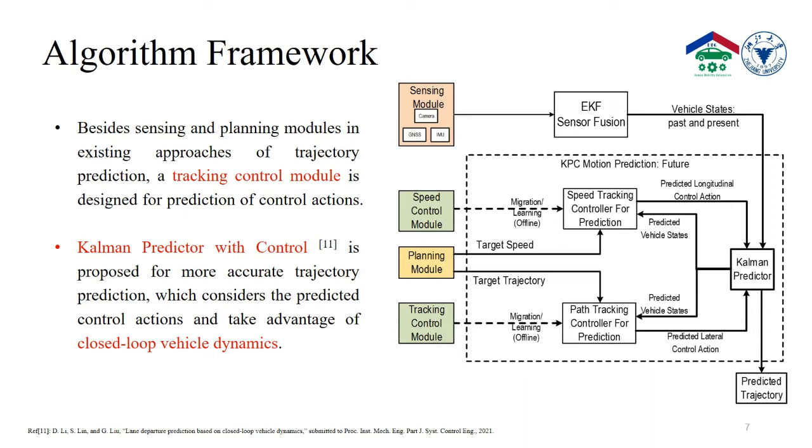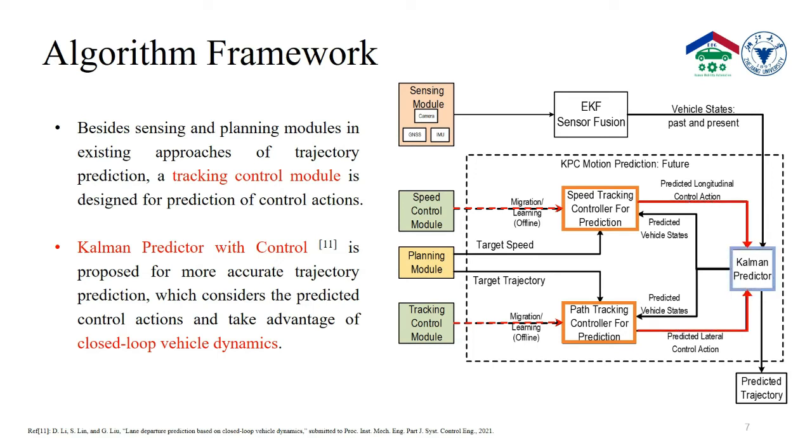Unlike existing approaches of trajectory prediction, besides sensing and planning modules, we also design a tracking control module for prediction, which can predict future control actions. The actual control laws can be learned or migrated from the control module. Given the vehicle states, control laws, and target speed or trajectory, this module can predict future longitudinal or lateral control actions, like this.